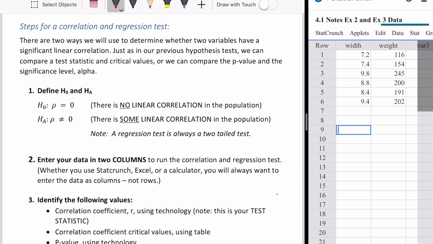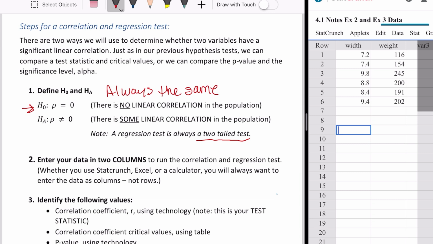That linear correlation coefficient, the closer that is to 0, that means that there's less correlation. So our null hypothesis is that rho equals 0, meaning there's no correlation in the population. And that will always be your null hypothesis in a linear correlation test. So that makes this always a two-tailed test, because the alternate is not equal to.